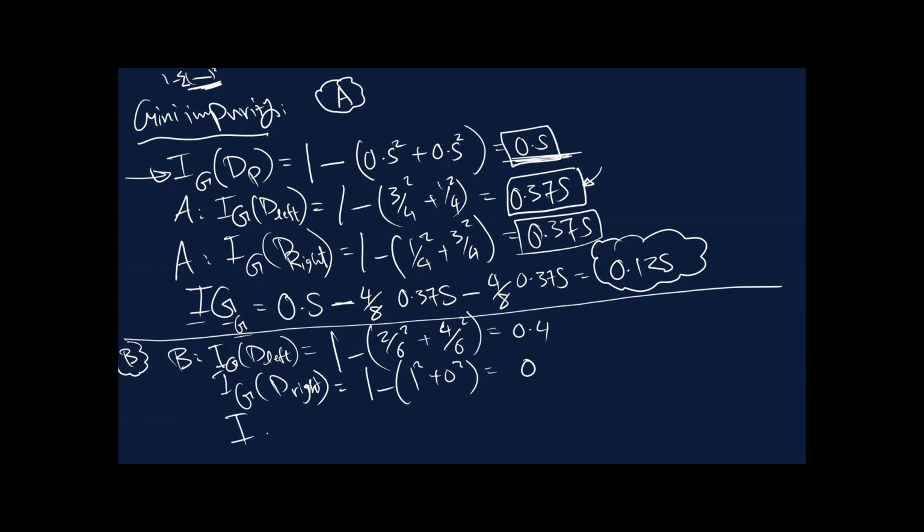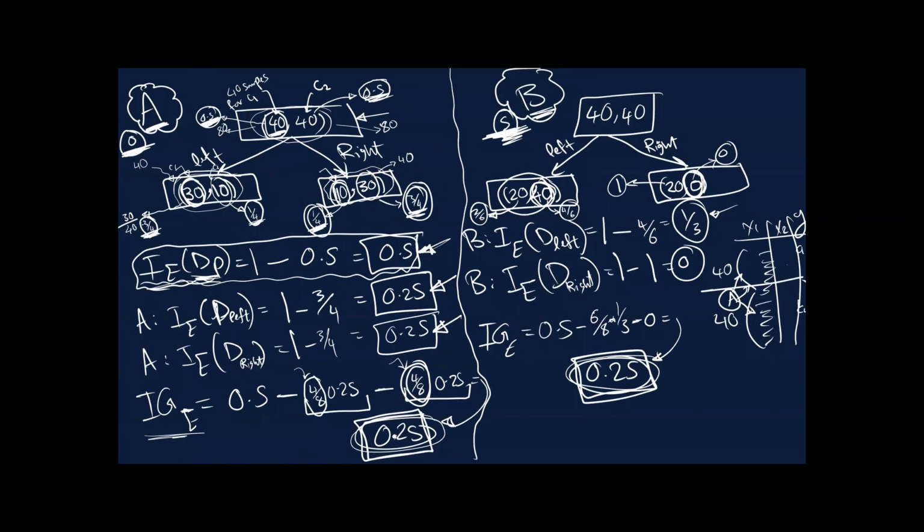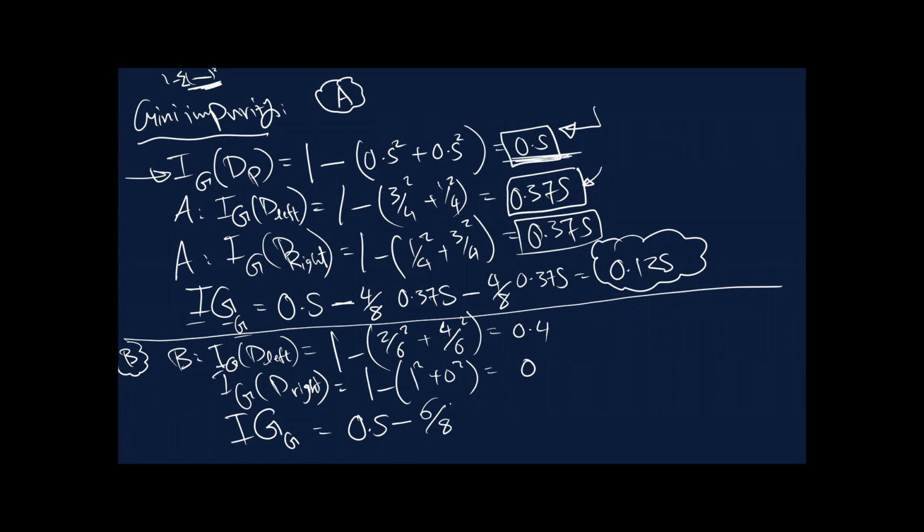Okay, so now we can calculate our information gain for this condition, and it will be the impurity of the parent, 0.5, minus the ratio, which is 6 over 8, because that's 60 and that's 80. So 6 over 8 multiplied by the impurity of that child, which was the left child, so 0.4, minus the ratio multiplied by 0, so it will be 0, and this would give us this final value.